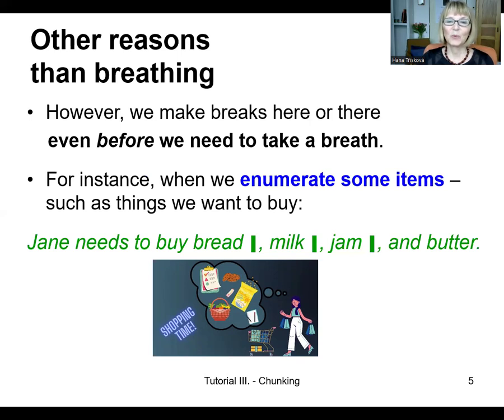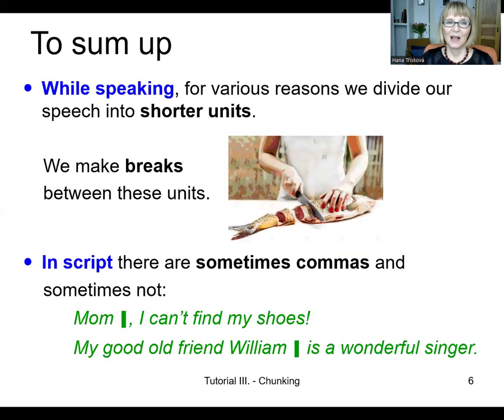For instance, when we enumerate some items, such as things we want to buy. Jane needs to buy bread, milk, jam, and butter. To sum up, while speaking, for various reasons, we divide our speech into shorter units, and we make some breaks between these units. In script, there are sometimes commas and sometimes not. Mom, I can't find my shoes. There is a comma. My good old friend William is a wonderful singer. There's no comma.